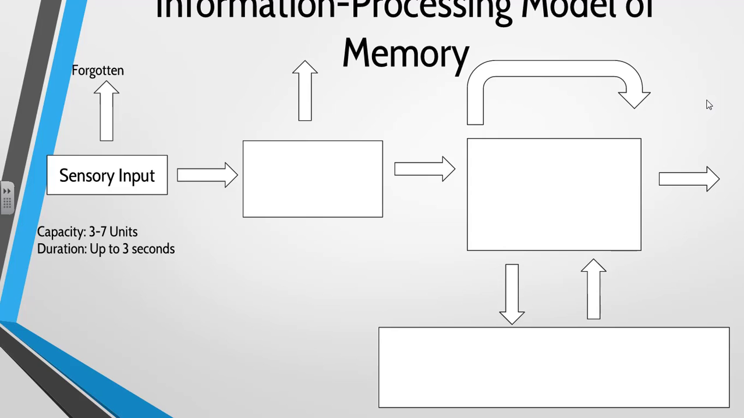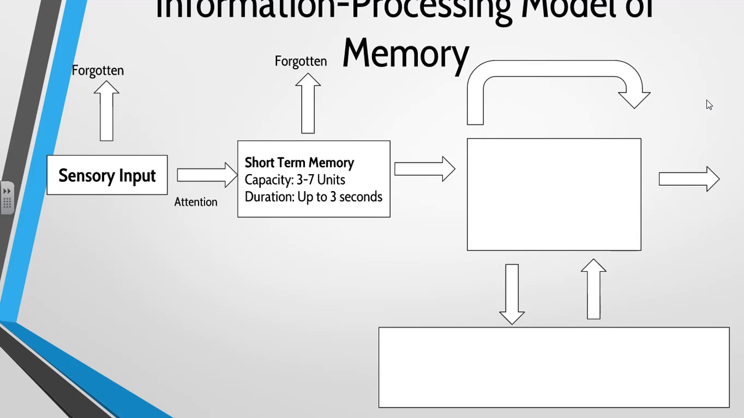Our brain filters out what's not important. So those side conversations that you hear, usually you don't remember them. You hear them at the moment, but they get forgotten because you can't keep it all going at the same time. So if you pay attention to that information, it goes to your short-term memory. So now here's where the capacity and duration should be.